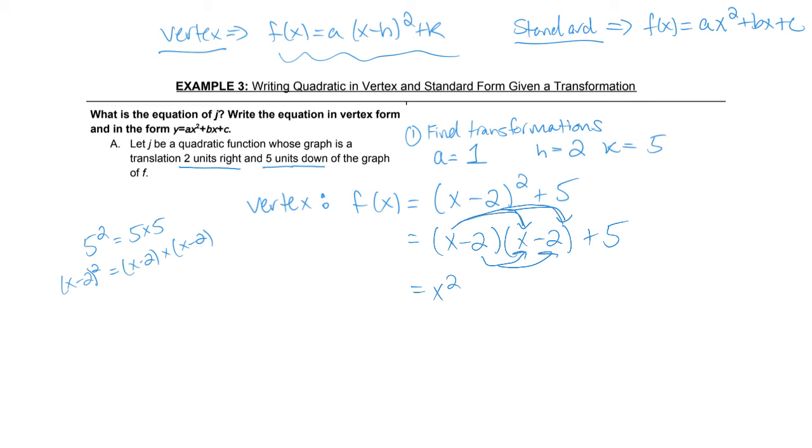X times -2 is -2x. -2 times x is -2x. And then negative 2 times negative 2 is positive 4. Sorry, too many 2's. Last step, combine your x like terms, and then combine your constants, and we will get our solution in standard form. So we get x squared minus 4x plus 9.